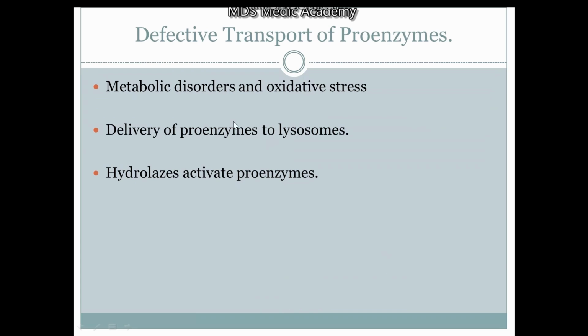The next is that there is defective transport of the proenzymes. Normally, the lysosomal enzymes as well as the digestive enzymes from the pancreas are produced and transported by separate pathways. In certain metabolic disorders and oxidative stress, such as alcohol consumption, the delivery of proenzymes occurs to the lysosomes. The lysosomes contain the hydrolases which activate the proenzymes into active enzymes. So these active enzymes result in tissue damage.